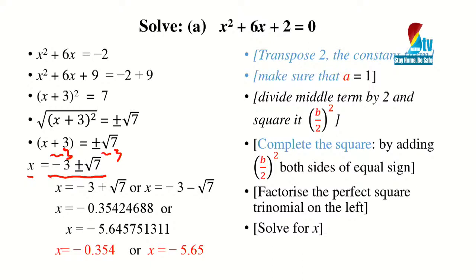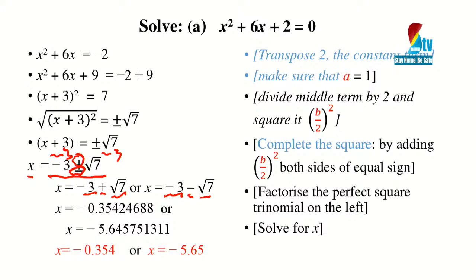Then to get our solutions, x is equal to negative 3, then we take the positive square root, plus root 7. Then to get the other solution, it is going to be negative 3, then we take the negative square root, so it's negative 3 minus root 7.